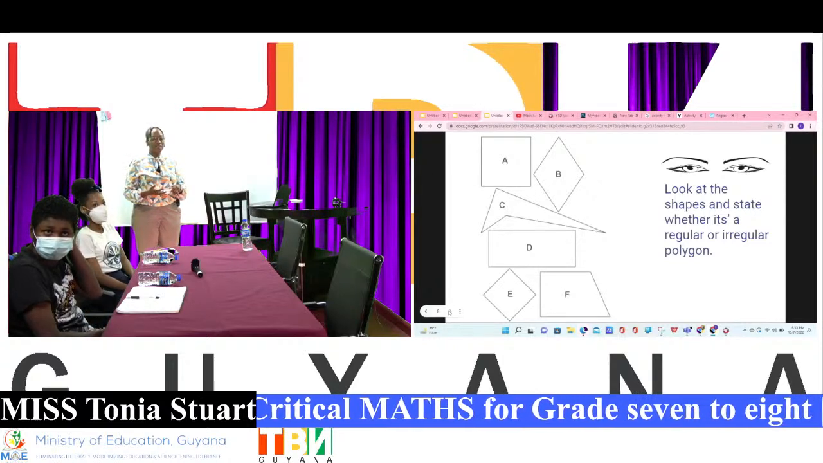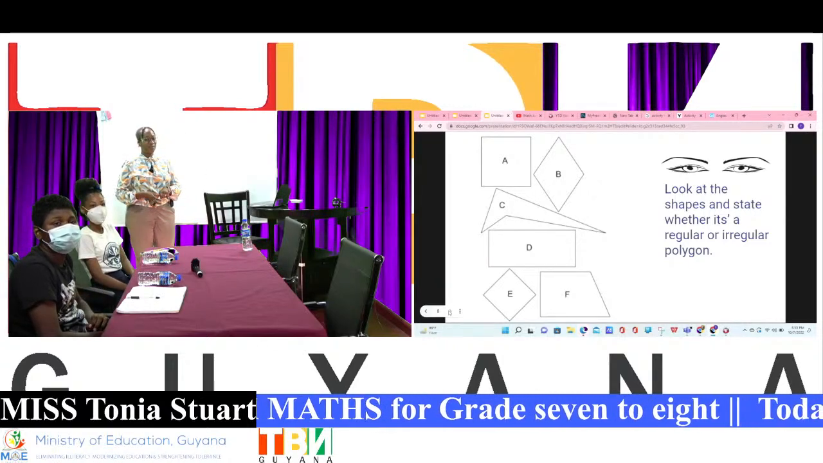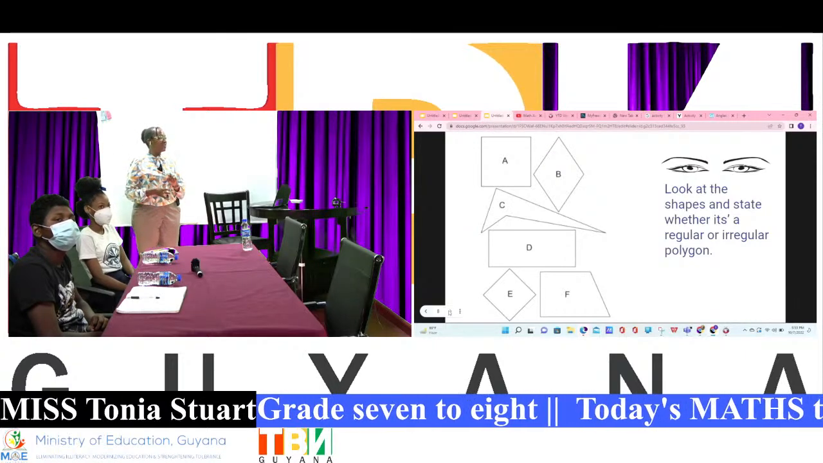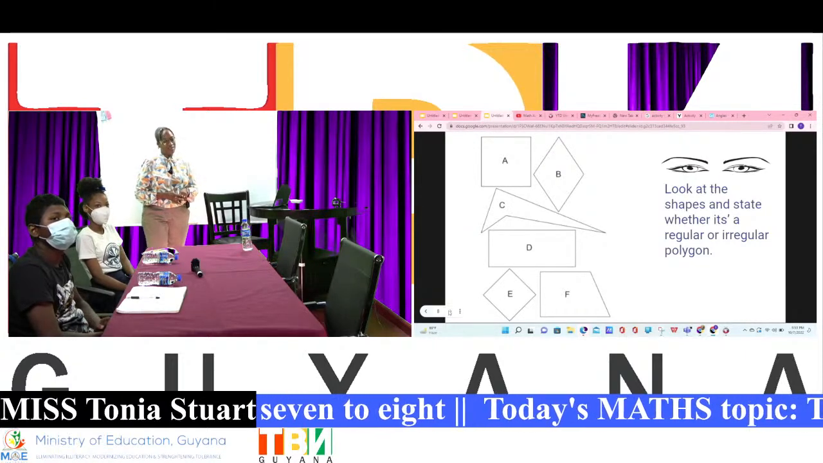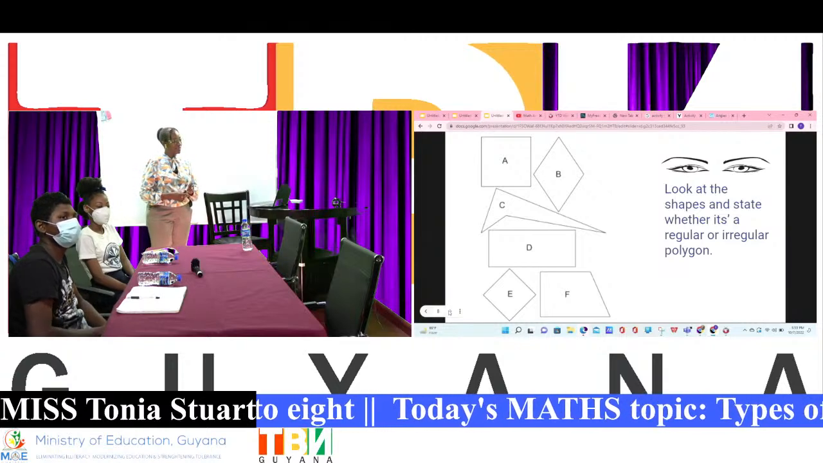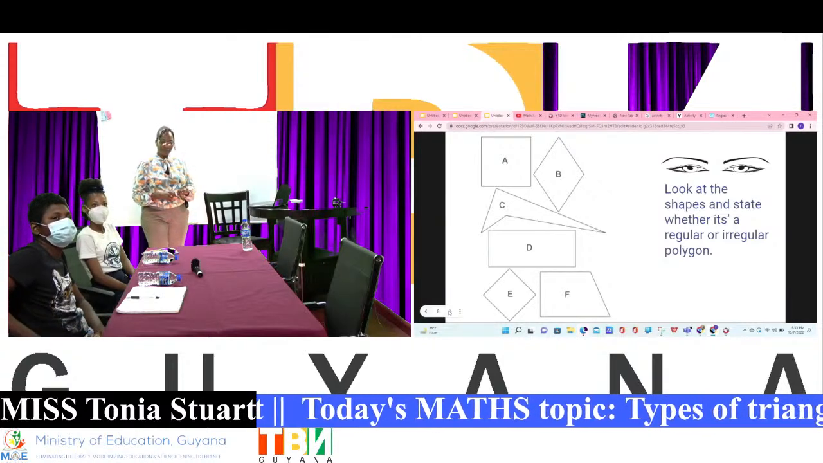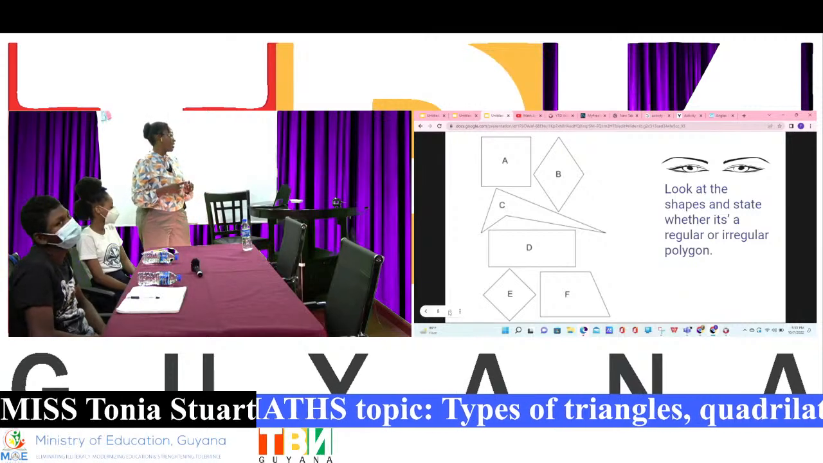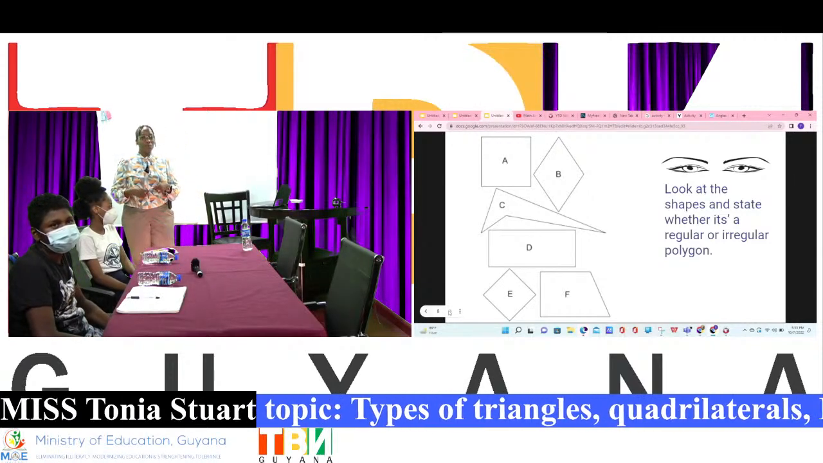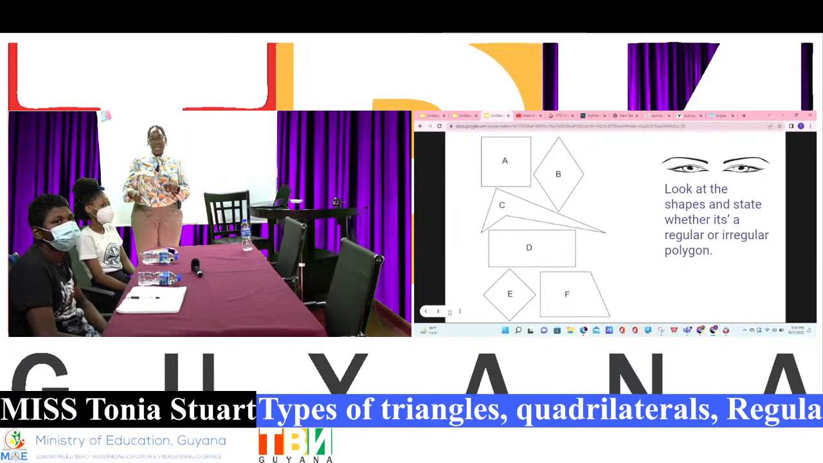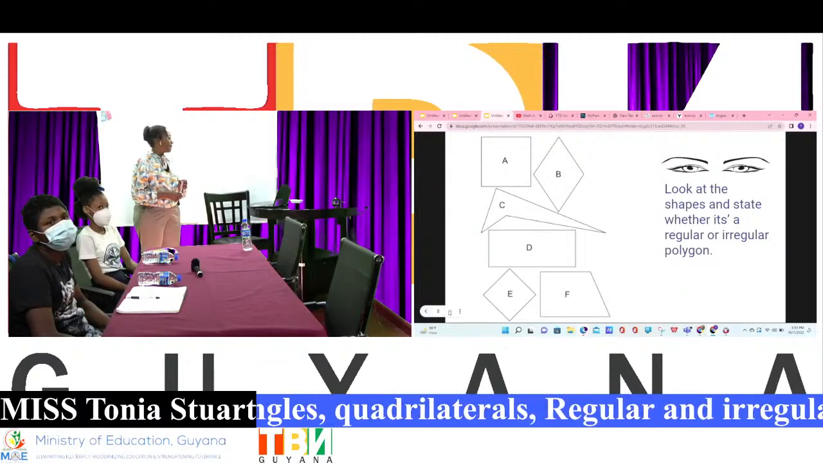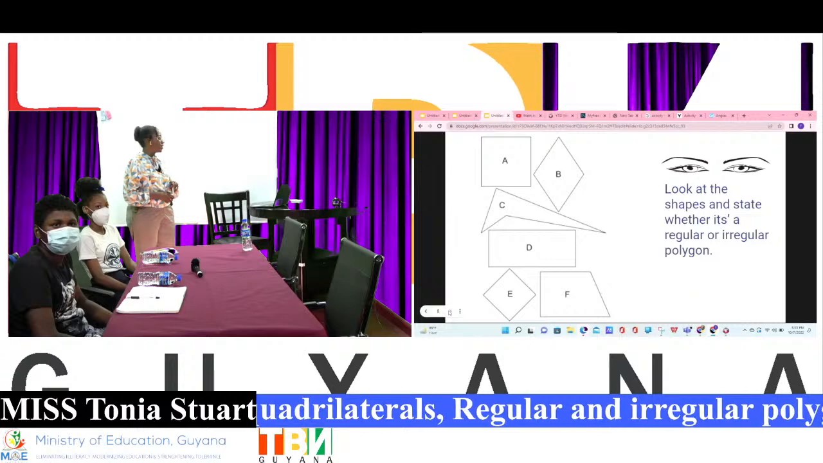Is it a triangle or a quadrilateral? Quadrilateral. Okay. Is it a regular or irregular polygon? Irregular. Why? It does not have 4 equal angles. Good, great. It doesn't have 4 equal angles, but it probably might have 4 equal sides, right? Great. So let's look at the other shape.